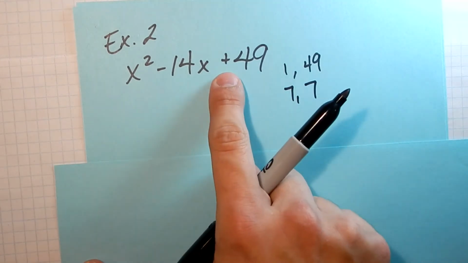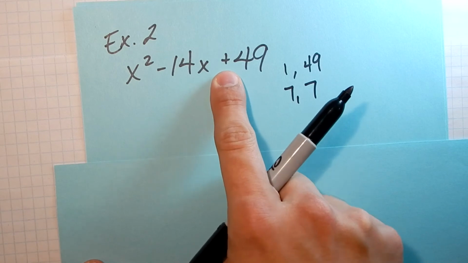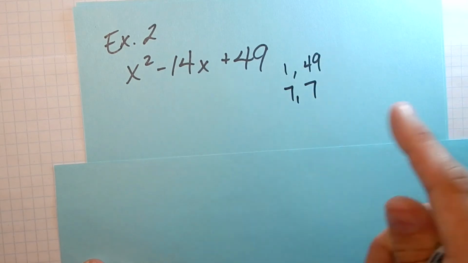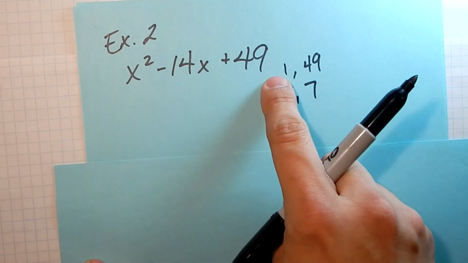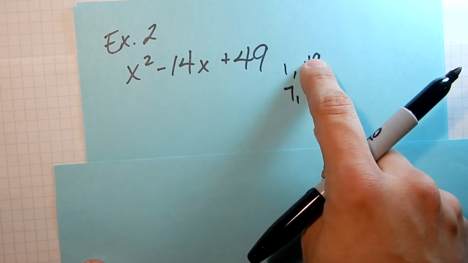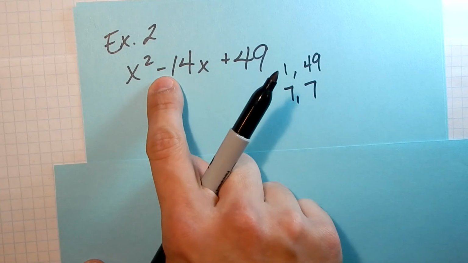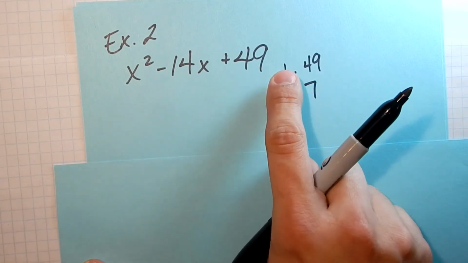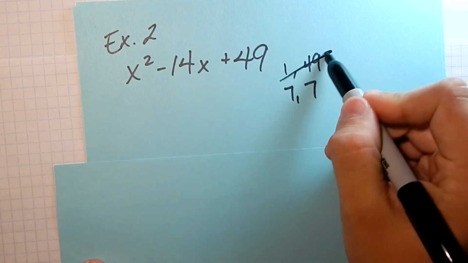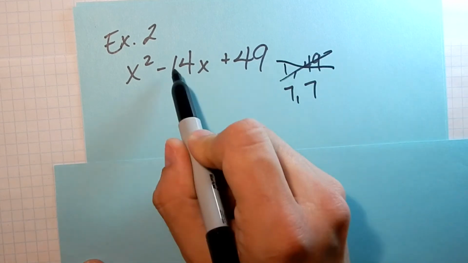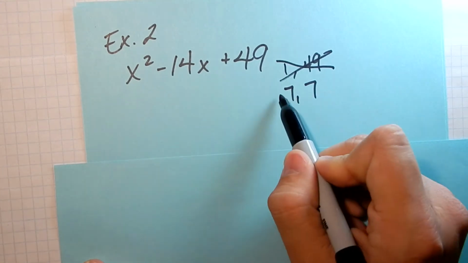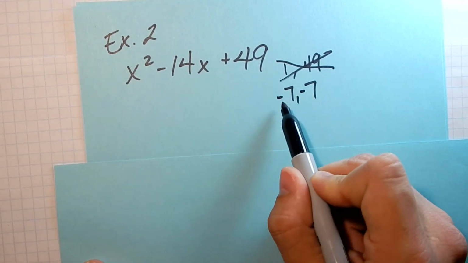So as we're looking at this, we say, okay, this is positive, which means that these two numbers, when I multiply them together, had to have the same sign. So they're either going to be positive, positive, or negative, negative. This sign tells us what those are. Now 49 plus 1 is 50, so we know it's not going to be this. 7 plus 7 is 14, but this is a negative 14. So that means both of these had to be negative 7s.